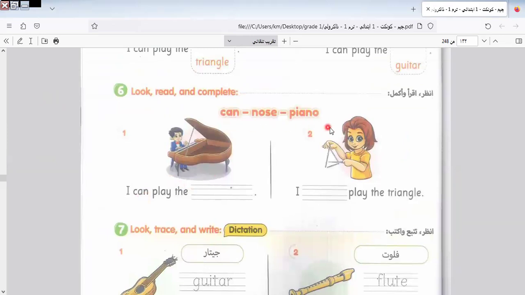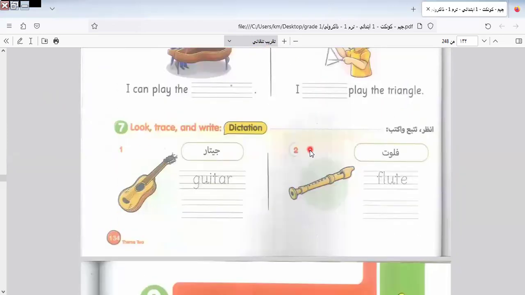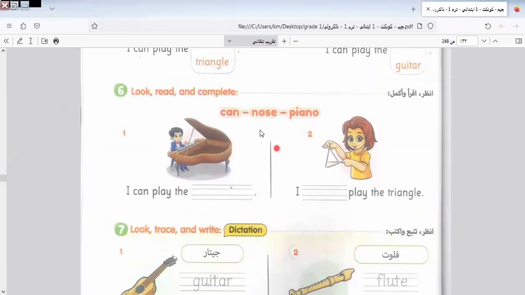Here we have three words, and we have two sentences. Okay, you can guess which one is correct in the suitable place. I can play what? I can play here. I can play piano. Okay, here I can play piano. So I put here I can play piano. Here it will be what? It will be I can play triangle. Okay, let's continue the rest of the exercise here.